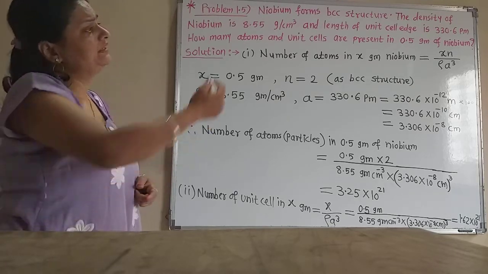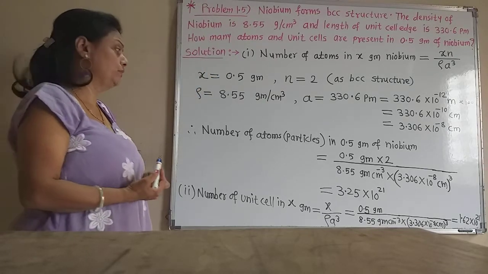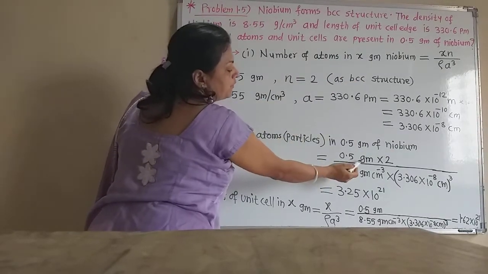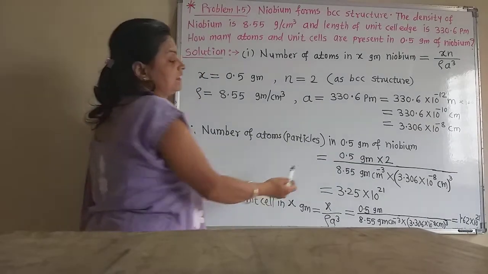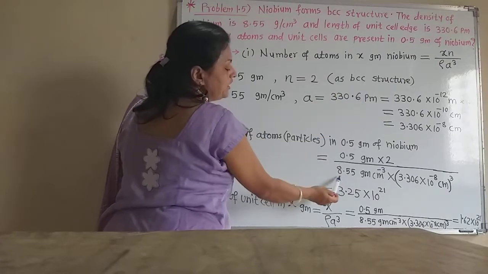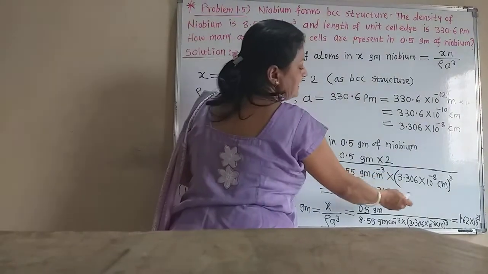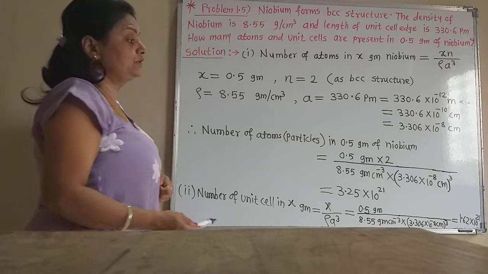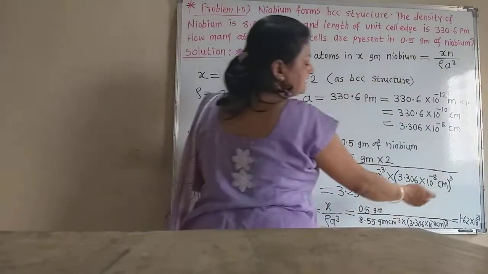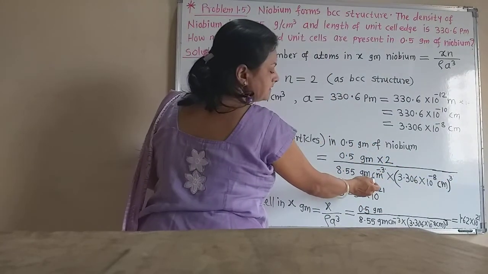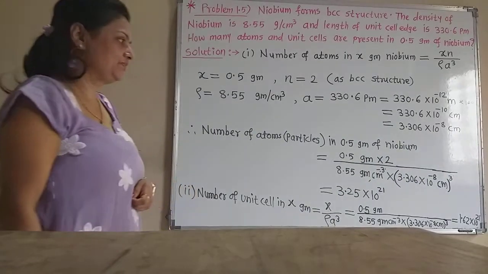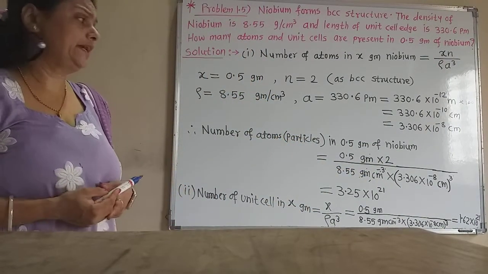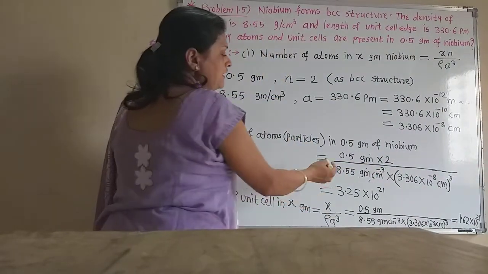Now substitute all these values in this formula to calculate the number of atoms in 0.5 gram of niobium. So the number of atoms, that is the particles in 0.5 gram of niobium, is equal to x, that means 0.5 gram, times n, that is the 2 particles in 1 unit cell, divided by the density rho 8.55 gram per centimeter cube into edge length cube, that is the volume of the unit cell, 3.306 into 10 raised to minus 8 centimeter cube. Now the centimeter cube units get cancelled. The gram units also get cancelled, and we know that the number of particles does not have any unit, so all the units get cancelled here. What is remaining?